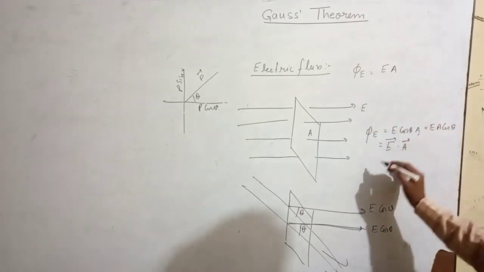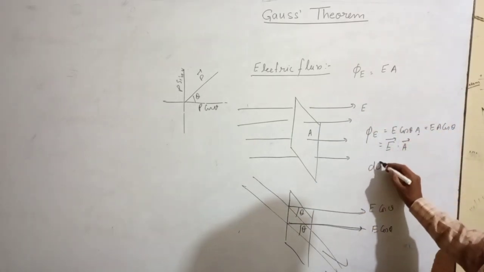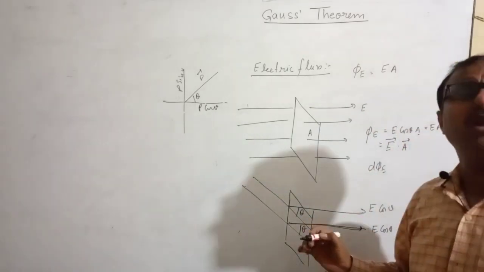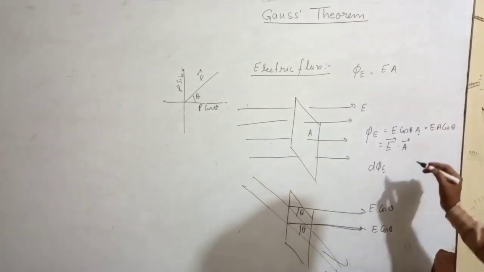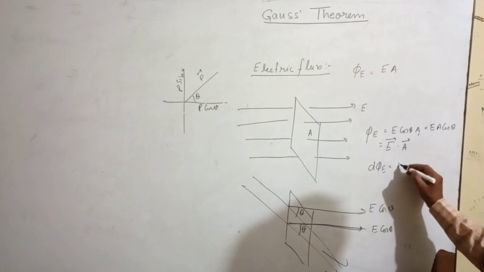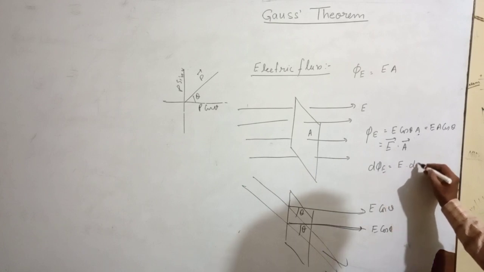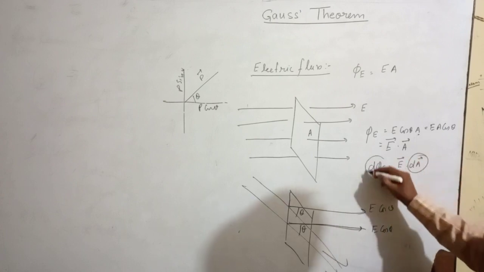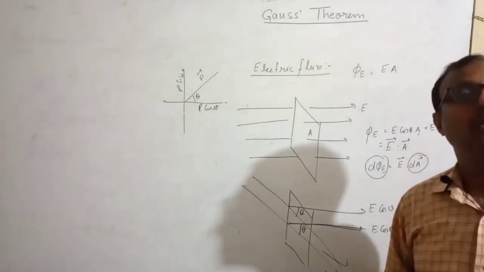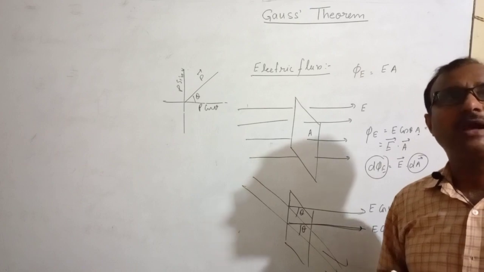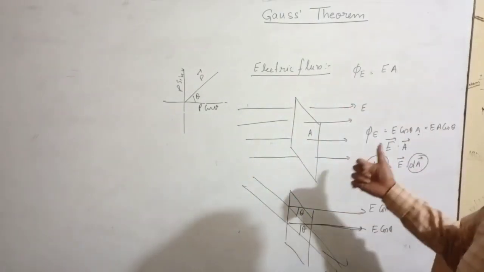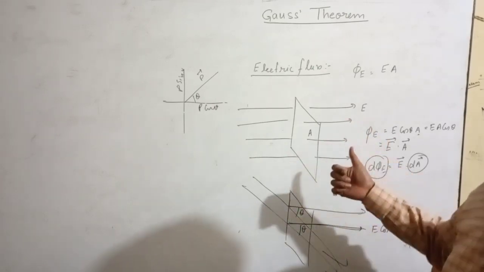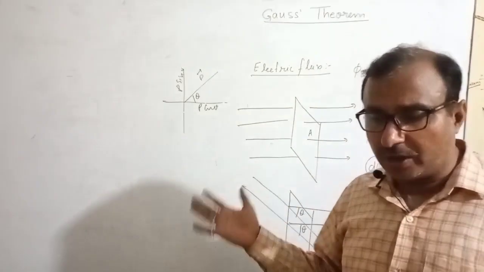If you take electric flux d phi, it means small electric flux. Again I am repeating, d means differentiation. So then you can write E dot dA. Due to small area, small electric flux. So what I told, electric flux means the number of electric lines of force passing perpendicular to a plane.